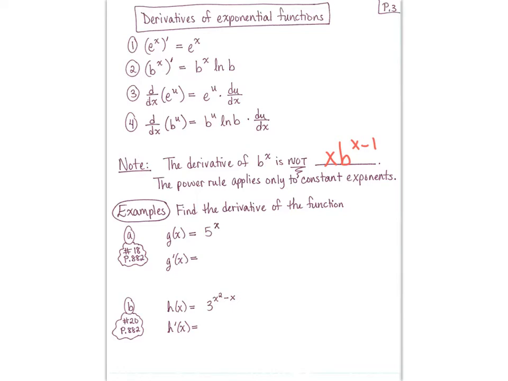Okay? So, for example, let's find the derivative of the function g of x equals 5 raised to the x. What rule are we in above? If we look back up, it's not e to the x, but hey, this looks just like b to the x, except b for us is 5. So the derivative is equal to 5 to the x times the natural log of 5. That's it. That's our derivative.